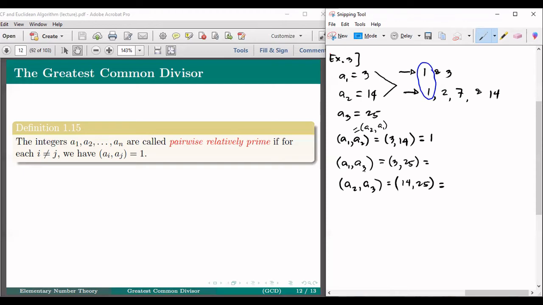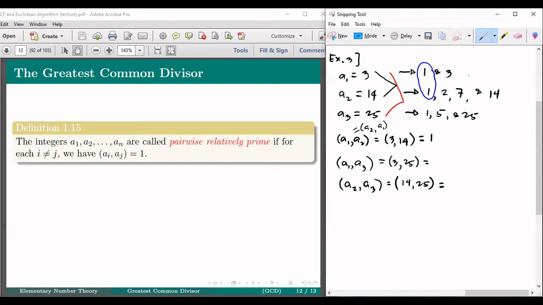So let's try to find A1 and A3. In this case, for A1 and A3, let's look at the divisors of 25, okay? Because we're done finding the divisors of 3. So let's have here the divisors of 25. We have 1, 5, and 25. Okay, so we will be focusing on the 2 here.